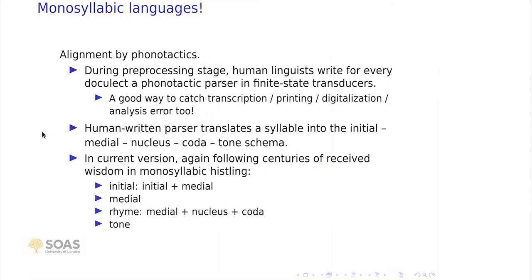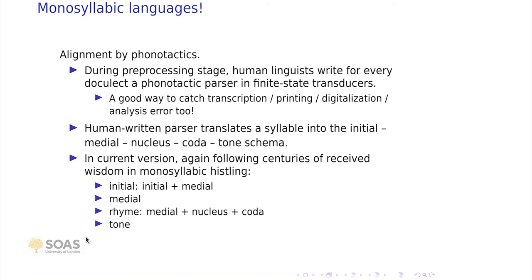And of course, at least for the current incarnation of the CAPR methodology, we're working with monosyllabic languages. So we do a very trivial thing, alignment by phonotactics. This is like a linguistic theory of 1000 AD, and you just divide your syllable into initial, medial, nucleus, coda, and tone. For every language, the linguists write a kind of parser, which parses those things into the schema. And the schema is combined this way. So initial means initial plus medial, and then you get medial, and you get rhyme, which is medial plus nucleus plus coda, and you get tone.